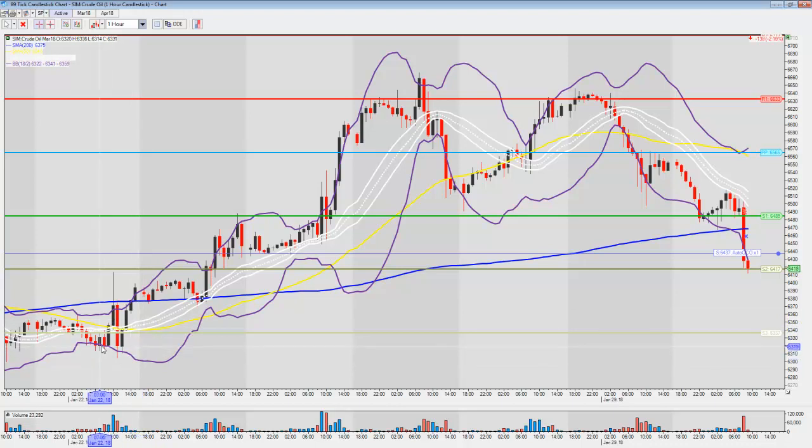Looks like we have some downside pressure. We could reach down into this area right through here. Be interesting to see if we can get there. That would be really cool.